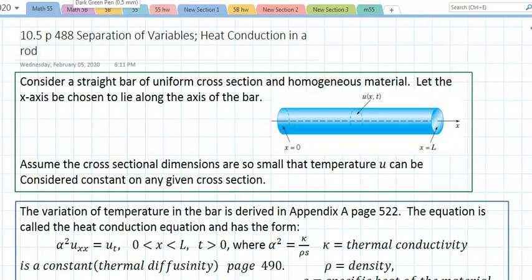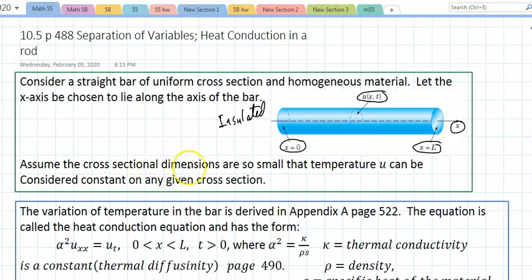Consider a straight bar of uniform cross-section and homogeneous material in which temperature spreads evenly or uniformly. Let the x-axis be chosen to lie along the axis of the bar, and assume this is insulated. So x equals 0, we're going to set it to be at the very beginning of this rod, and x equals L will be at the end. And u of x,t is going to vary depending on where you are on the rod as far as distance and how much time has passed.